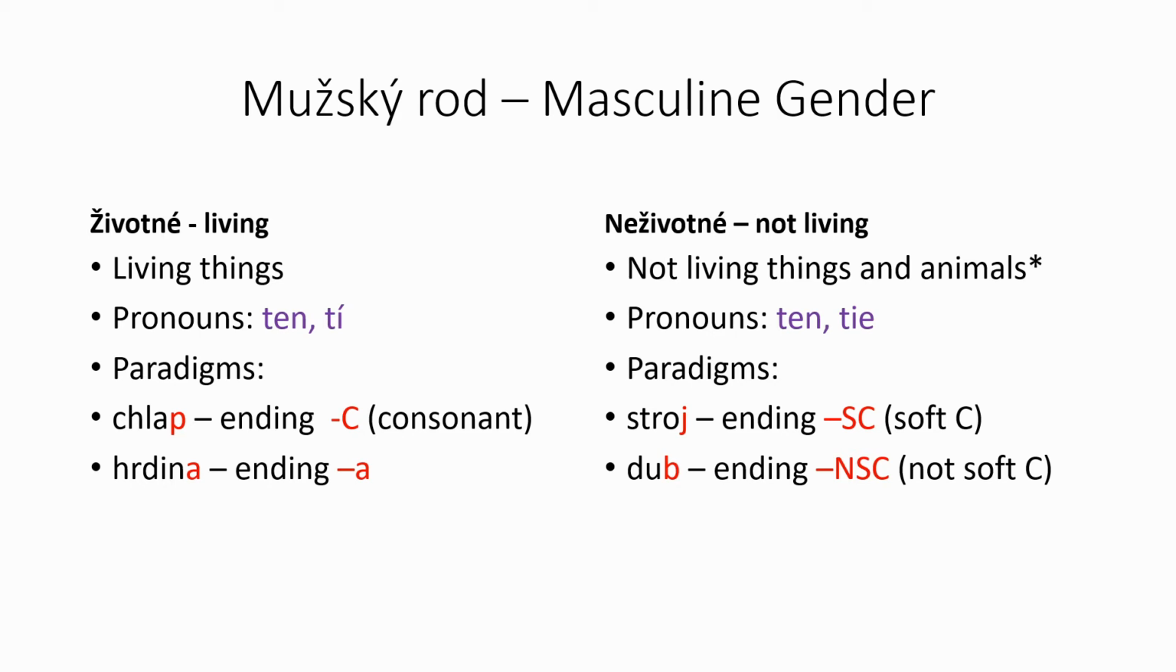So now to the not living paradigms, there are stroj and dub. This basically means every single non-living noun which is male and ends in a consonant will be conjugated based on these two. So stroj if it ends in a soft consonant, and dub if it ends in a not soft consonant.